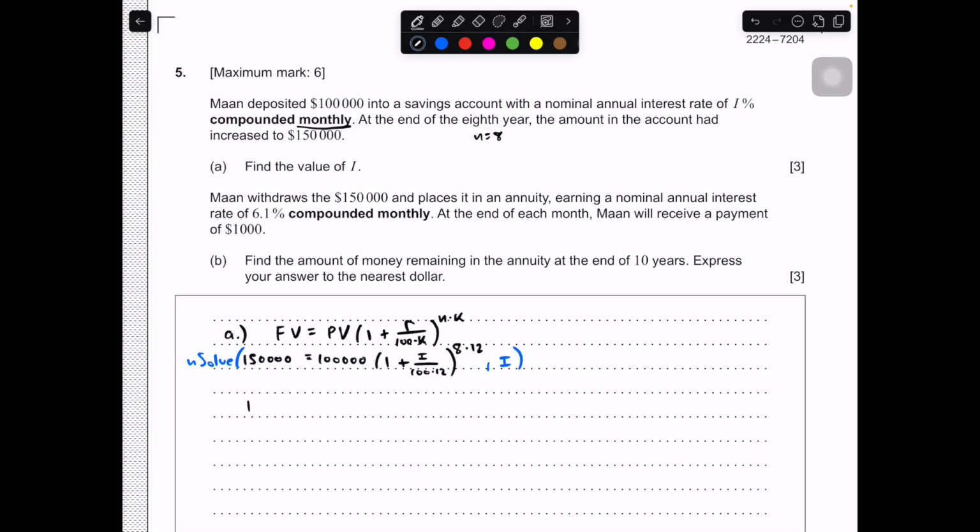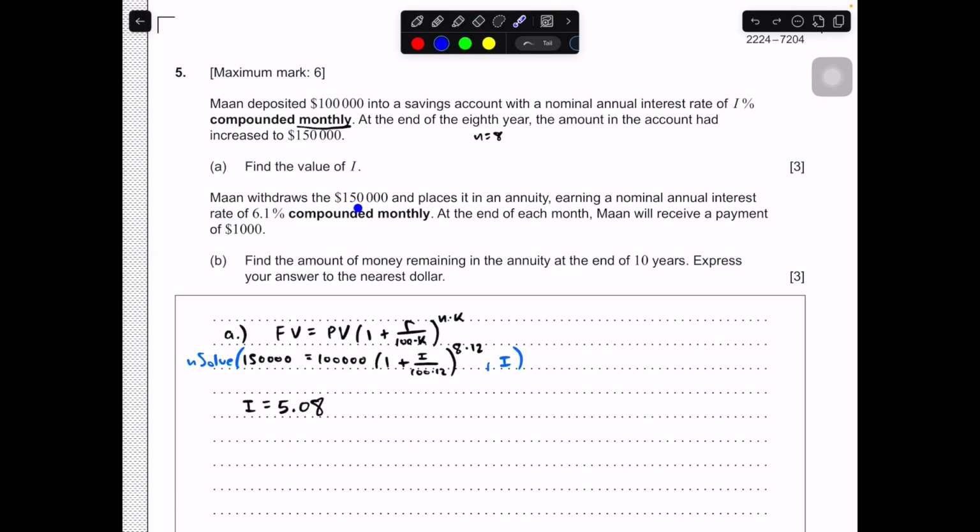So I is equal to 5.08. If you do choose to use nsolve, then remember you have to write out all the values, n, I, pv, and so on, because that's your process. Alright, let's continue on.